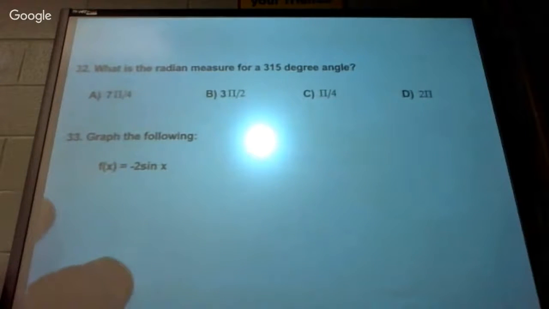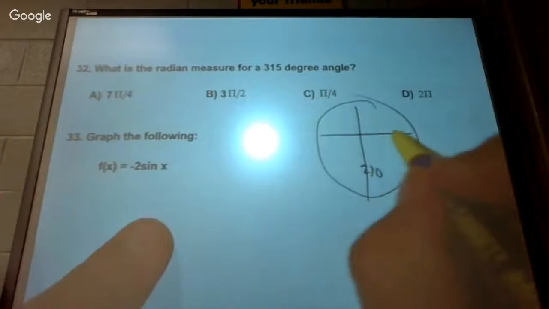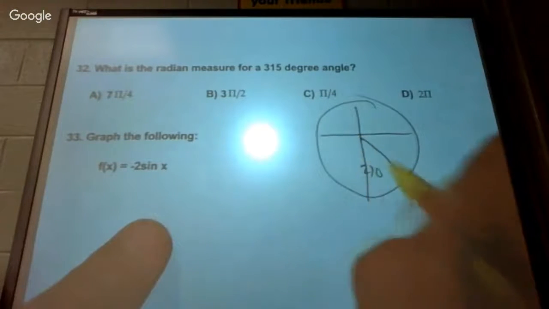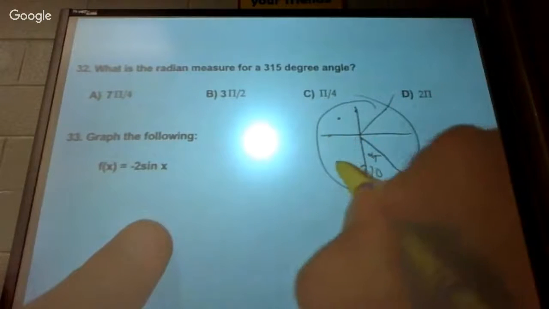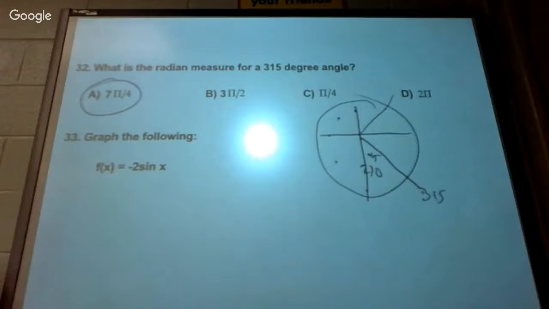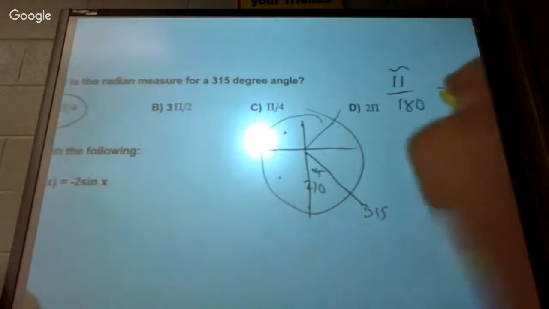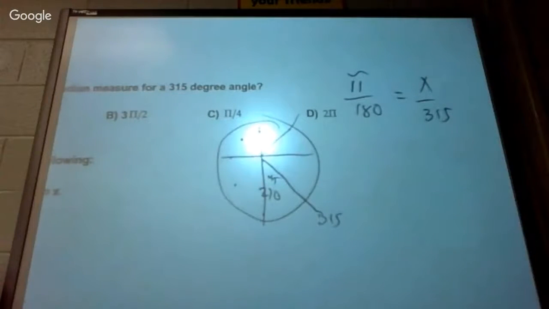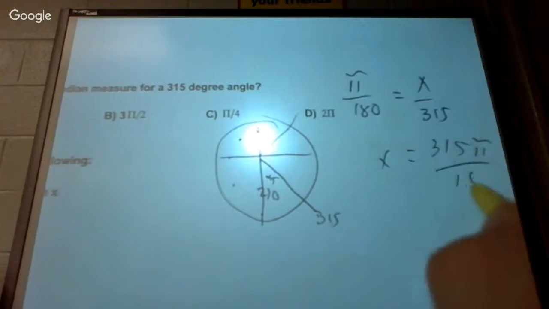32. The radian measure for a 315-degree angle. Well, in a circle, this is 270. So what's 270? That's 45 more, isn't it? That's 315. So every 45, that's pi over 4, 2 pi over 4, 3 pi over 4, 4 pi over 4, 5 pi over 4, 6 pi over 4, 7 pi over 4. That's one way of doing it. The other way of doing it is taking pi over 180 equals x over 315. You can solve that proportion and find it as well. So x would be 315 pi over 180 and then reduce.